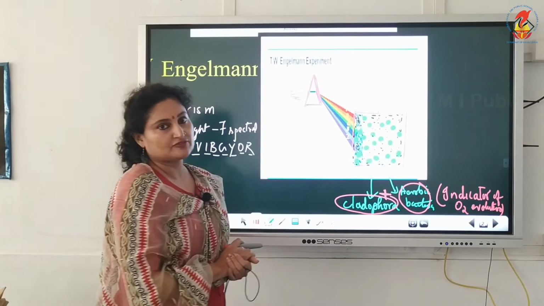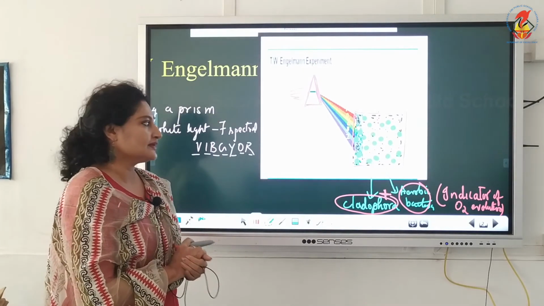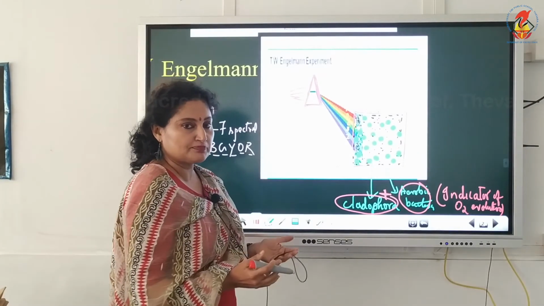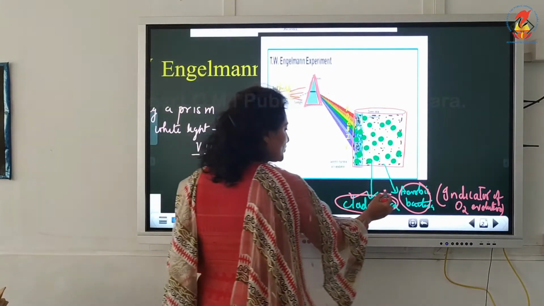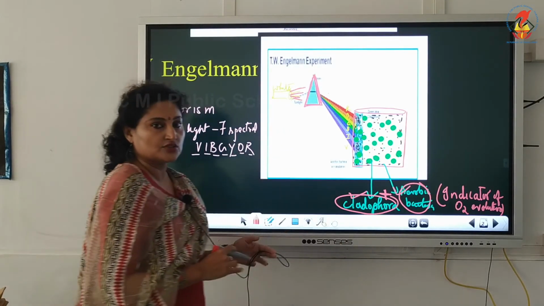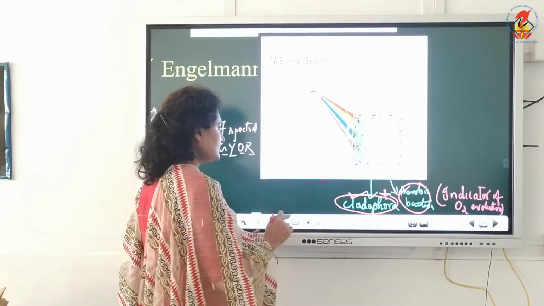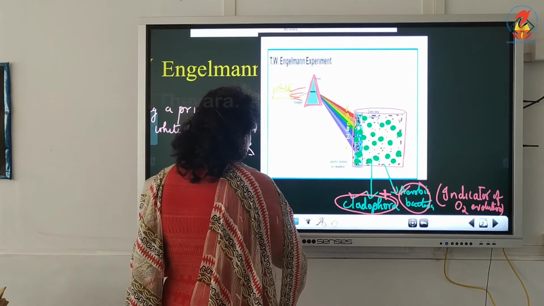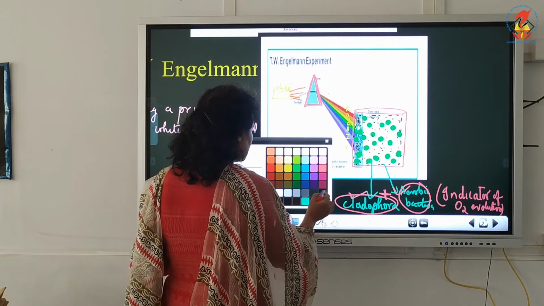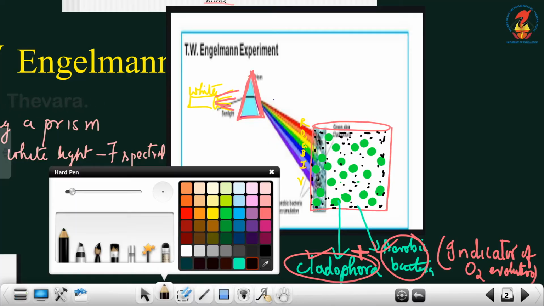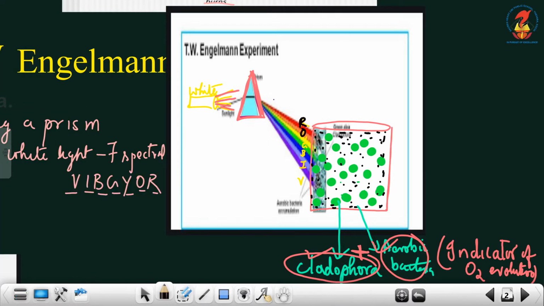This setup was left for some time. So, what will happen? Photosynthesis took place. Which of these will undertake photosynthesis? The Cladophora undertook photosynthesis. And after some time it was noticed that you can identify red, orange, yellow, green, blue, indigo and violet colors. It was found that in the blue region, I am against the blue, correctly against the blue.